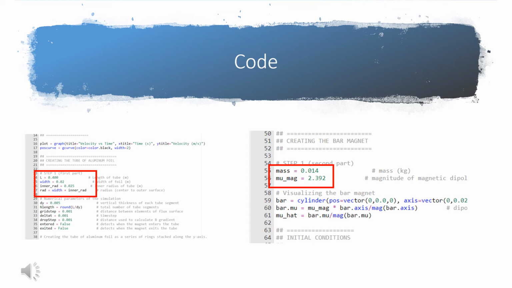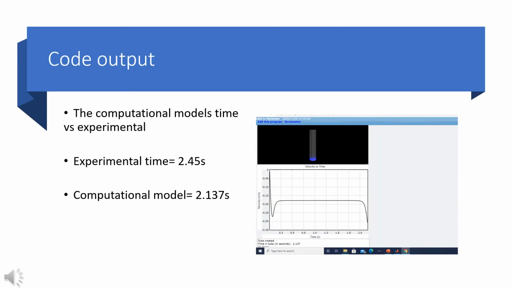Next, I took all the values of the aluminum foil that I measured on the previous lab and inserted them into my code on the left highlighted in the red box. Next, I took the values of my magnet, the mass, and inserted it there. And then I took the mu value of my magnet from lab 3 and inserted it into the code on the right side inside the red box. This is my code's output.